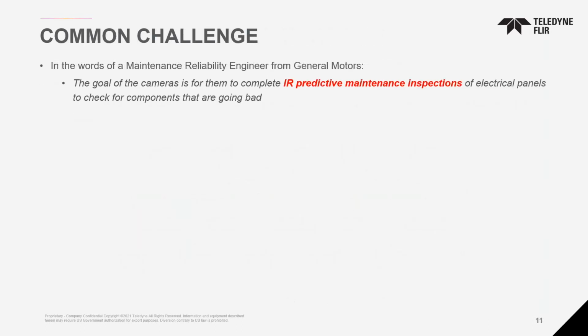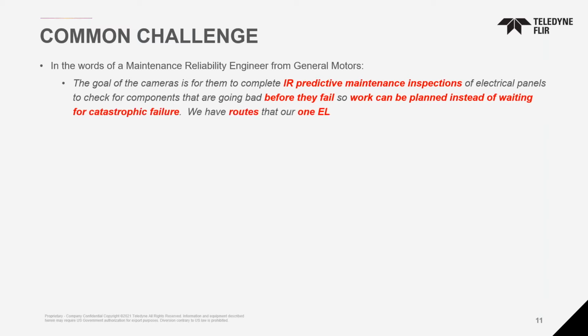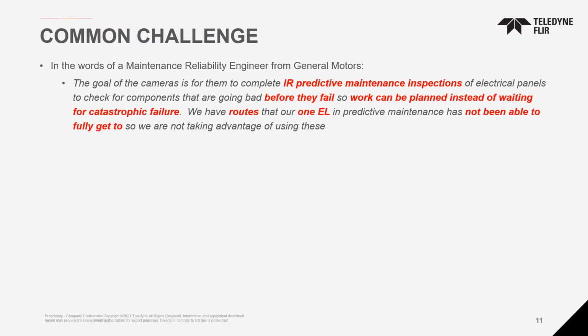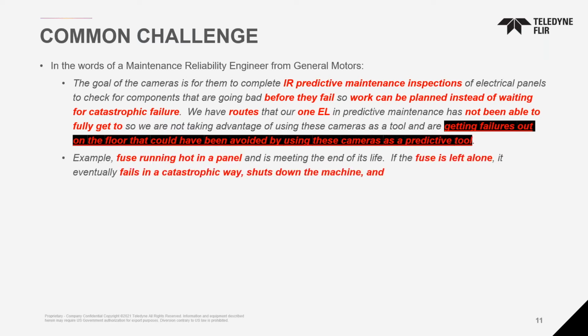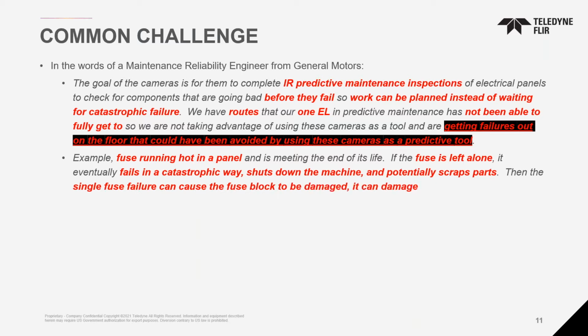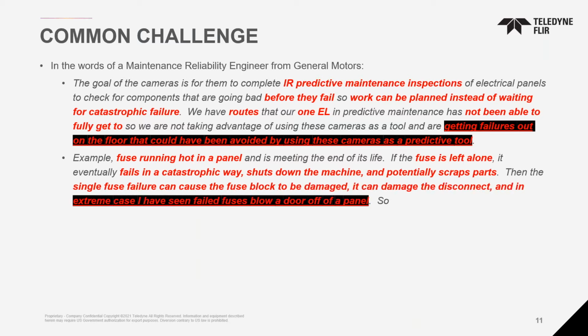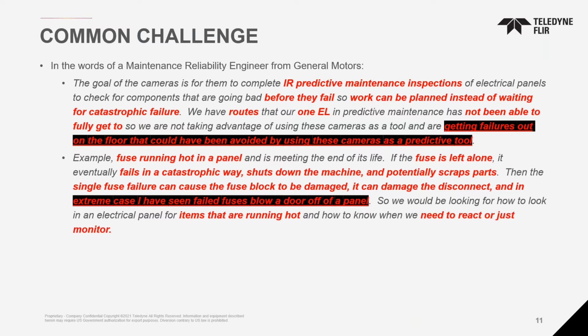We had a statement from a General Motors reliability engineer. They were using our cameras for just regular checks, but they realized that if you don't get the failures out, you can have catastrophic failures. If you don't have a proper program in place, you can have some major catastrophic failures. That's why they realized we need to do more than just a quick walk-around check. We need to really have a program in place.